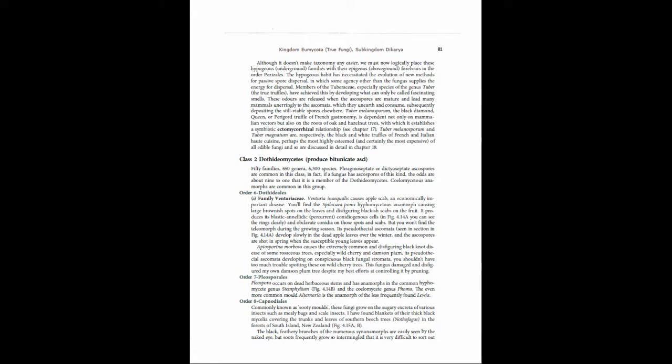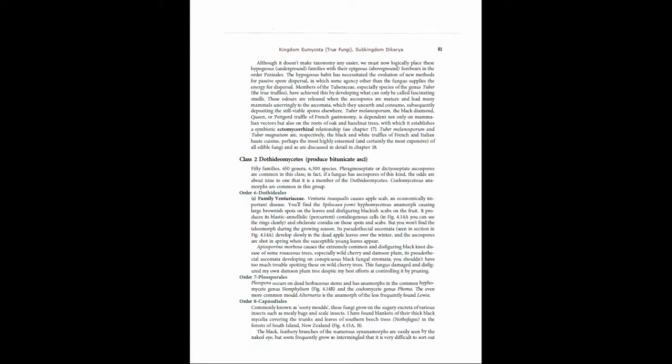Tuber melanosporum, the black diamond, queen, or Perigord truffle of French gastronomy, is dependent not only on mammalian vectors but also on the roots of oak and hazelnut trees, with which it establishes a symbiotic ectomycorrhizal relationship. See Chapter 17. Tuber melanosporum and Tuber magnatum are, respectively, the black and white truffles of French and Italian haute cuisine, perhaps the most highly esteemed, and certainly the most expensive, of all edible fungi, and so are discussed in detail in Chapter 18.